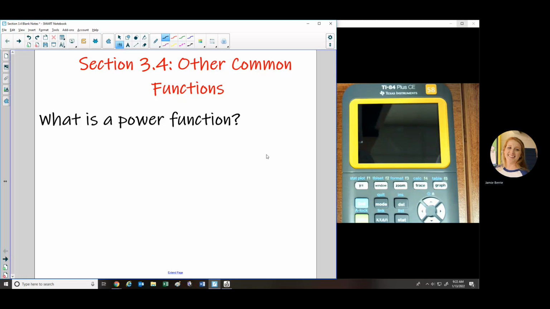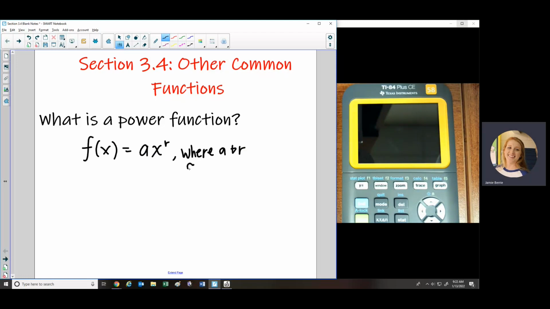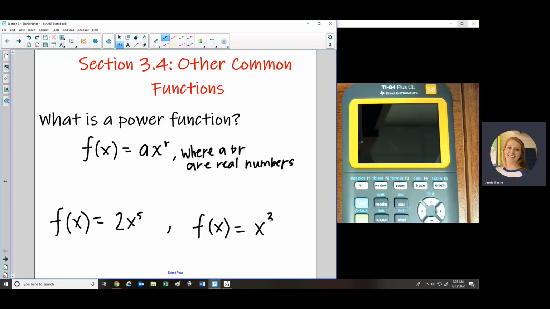So power functions, what is a power function? A power function is a function that has the form f of x equals a times x to the r, where a and r are real numbers. Okay, so a and r are two fixed real numbers. That means they are not going to change. So some examples might look like 2 times x to the 5th, or it could be something even more simple, like f of x equals x cubed.